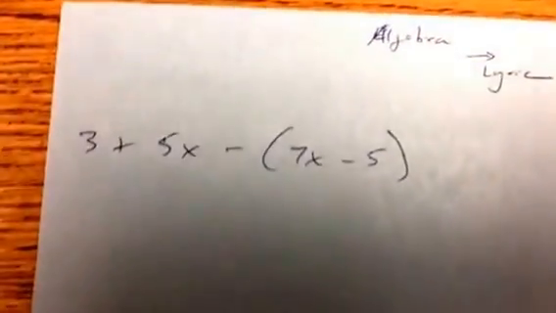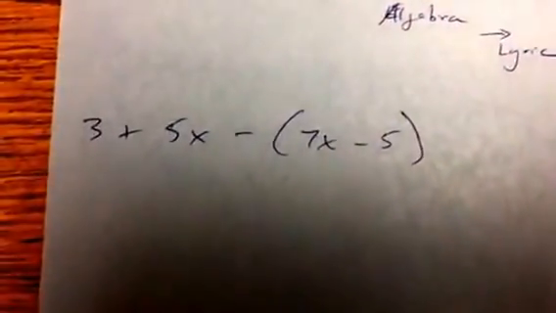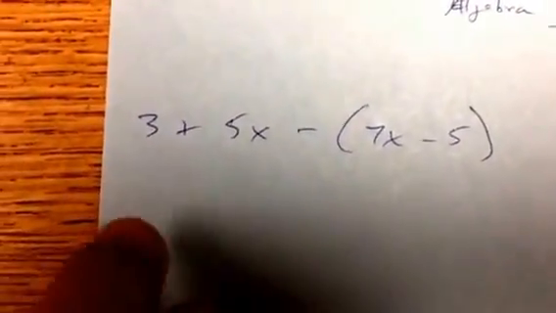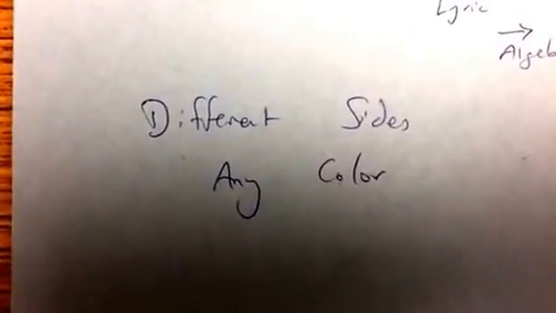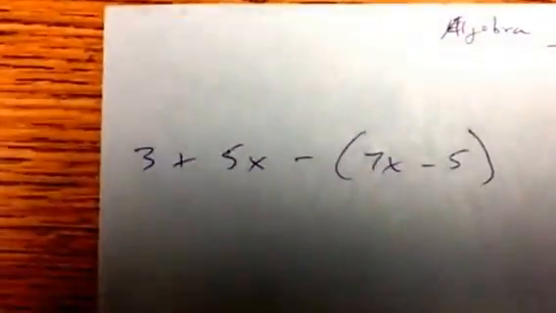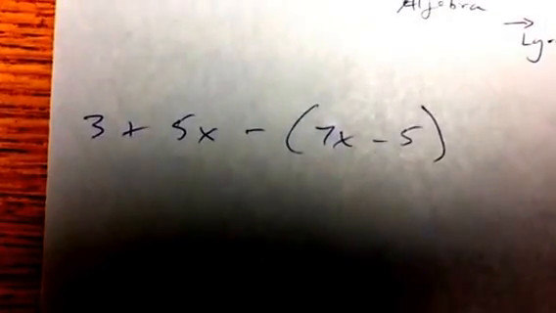Last but not least, if I were to see algebra like this with the parentheses, and it said algebra to lyric, I would go, okay, I know that's distributive property, and it's going to be different sides, any color on the other side. There it is. If I got that and it said, give me the algebra for this lyric, I would say it's distributive property, and I would say, no problem. It's some algebra like that with a parentheses and a minus sign in front of it. It doesn't have to have a minus sign. As long as there are parentheses, there's some distribution happening. Could be a +3 in the front.